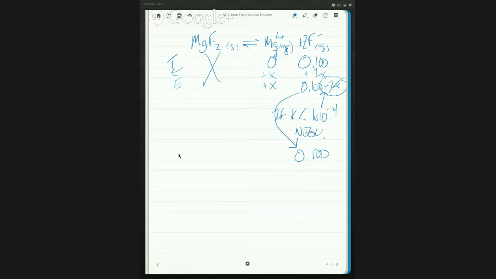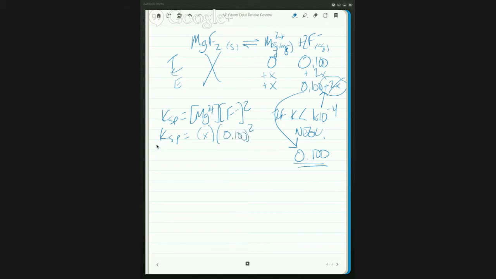So now I'm going to run this calculation. Remember, my K stays the same. KSP is equal to Mg2+ times F- squared. Now, this is not a 2x situation. We're not doubling this. This is telling you the concentration, okay? So that means KSP is equal to x times 0.100 squared.